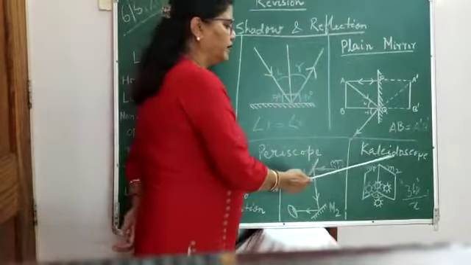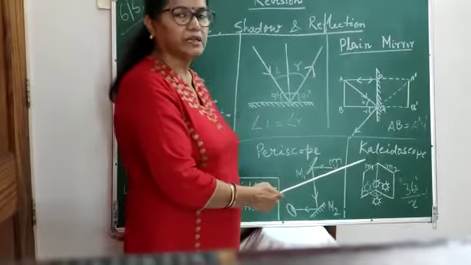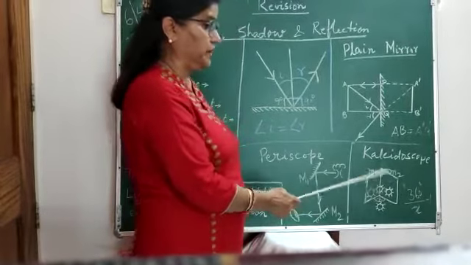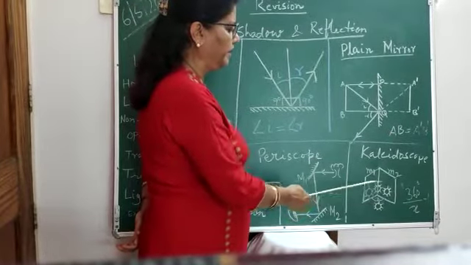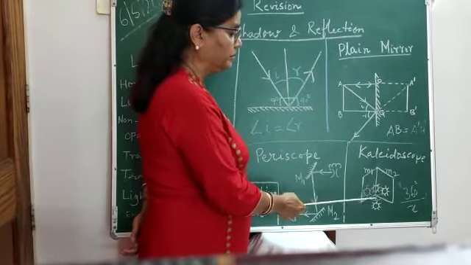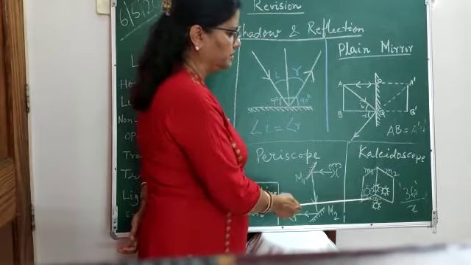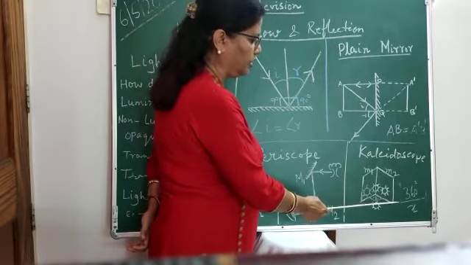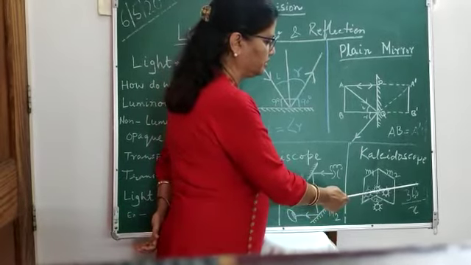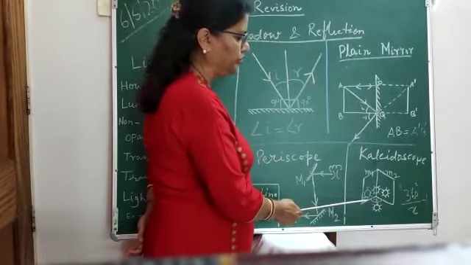I had taught you kaleidoscope. Kaleidoscope is a toy where plane mirrors are used, kept at different angles, and if we keep one object, many images are found in the kaleidoscope, and the number of images depends on the angle between the two mirrors. There is a formula. The number of images formed is equal to 360 degrees divided by x, minus 1, where x is the angle between two mirrors.